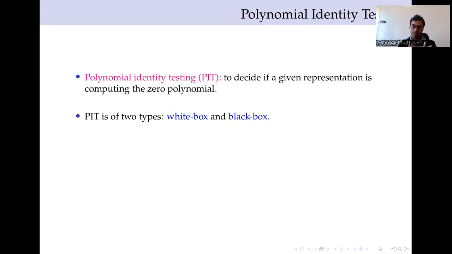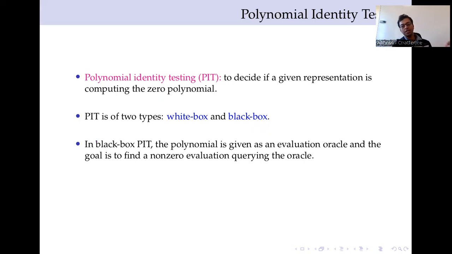The second one is black box PIT, where the polynomial is given to us as an evaluation oracle, and our goal is to find a non-zero evaluation. Here we are using the semantic meaning of a non-zero polynomial. If a polynomial is non-zero, then there exists a non-zero evaluation, which you can think of as a witness of its non-zeroness. Black box PIT asks to find such a witness.